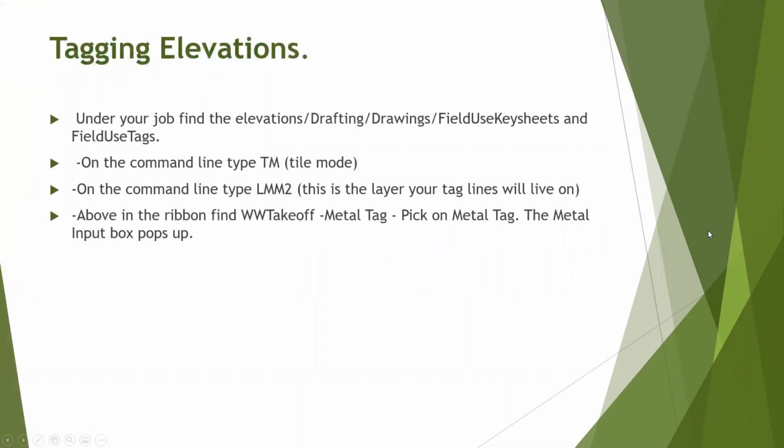Tagging elevations. The first step: under your job, find the elevations under drafting, drawings, field use key sheets, and field use tags. Then, using the command line, type TM for tile mode, and then type LMM2. This is the layer your tag line will live on. Above in the ribbon, you will find WW takeoff metal tag, then pick one metal tag. The metal input box pops up.